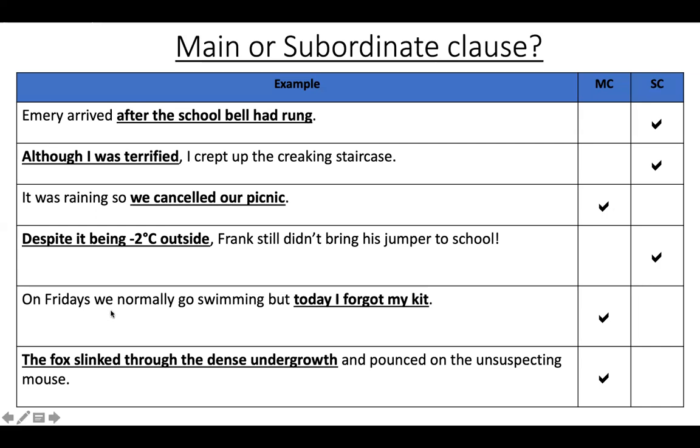The next one, on Fridays we normally go swimming, but today I forgot my kit. Today I forgot my kit is an example of a main clause because it makes sense on its own. And finally, the fox slinked through the dense undergrowth and pounced on the unsuspecting mouse. So the underlined part here is an example of a main clause because it makes sense on its own.